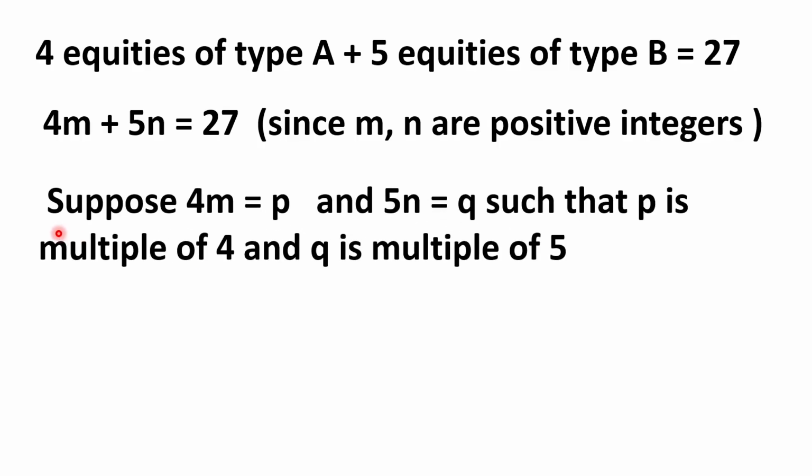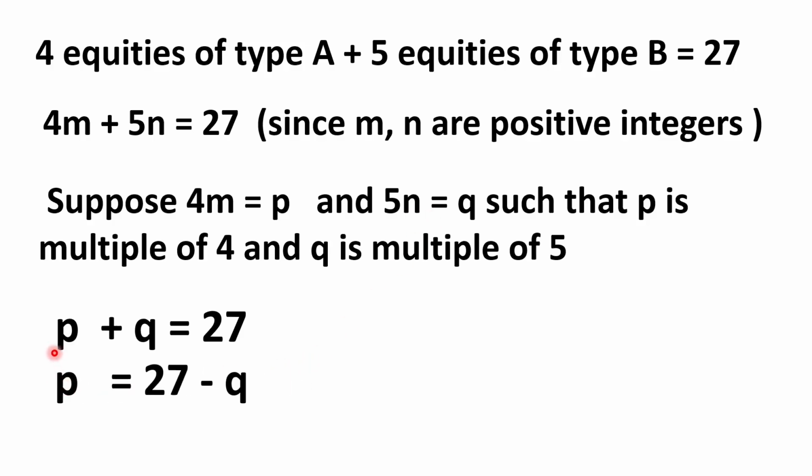Now let's say we put 4M equal to P and 5N equal to Q, such that P is a multiple of 4. Why? P must be a multiple of 4 because of 4 equities, and Q must be a multiple of 5 because of 5 equities. So our equation will become P plus Q equal to 27. Remember that P is equal to 4M and Q is equal to 5N.